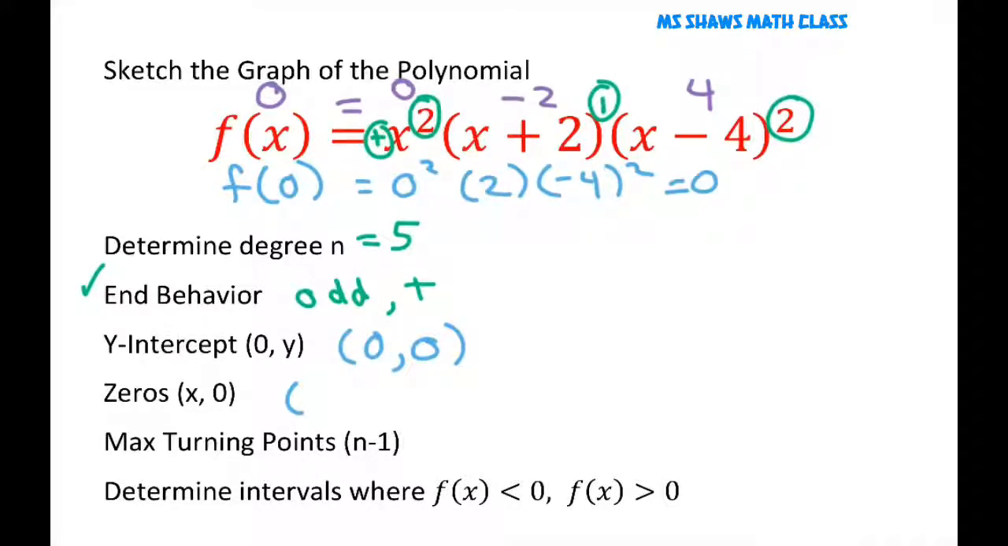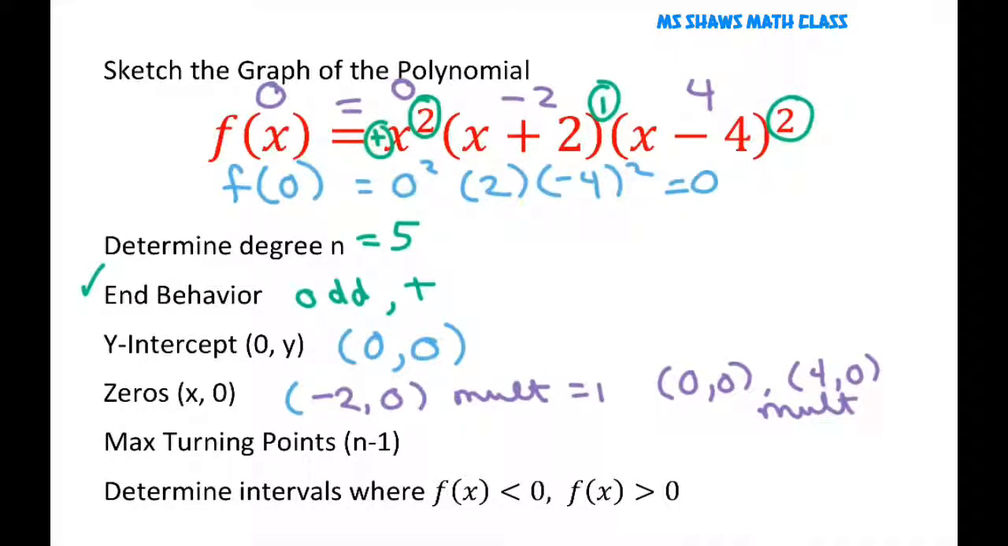So we have negative 2 comma 0. That's with multiplicity equals 1. And we also have 0 comma 0 and 4 comma 0 with multiplicity equals 2. So that just means, where the multiplicity is, when we graph this, if it's an odd number, we can cross the x-axis. If it's an even number, we cannot. We have to make a U-turn.